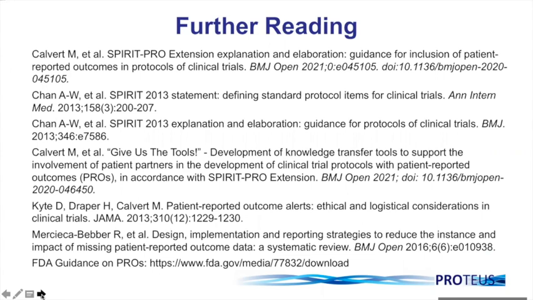Here's the further reading that I mentioned earlier on. The first paper is the Spirit Pro Explanation and Elaboration paper that I've referred to. It provides further information to promote your understanding and facilitate uptake of the recommended items. For each item, we provide detailed description, one or more examples from existing trial protocols, and other supporting empirical evidence about the item's importance. This paper also includes a protocol template that covers all the Spirit Pro extension checklist items. So that might be a really useful resource for you as well.